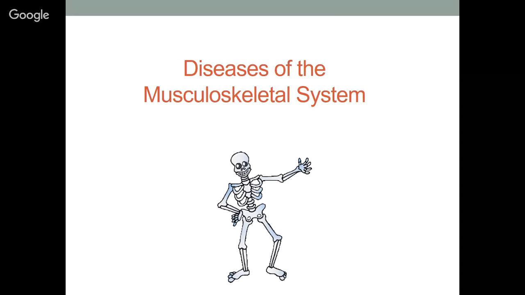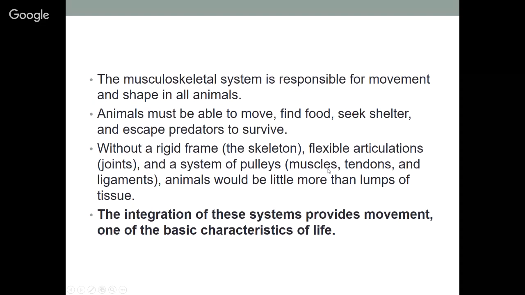Okay, today we're going to talk about diseases of the musculoskeletal system within animals. The musculoskeletal system, as you've already learned, is responsible for movement and shape in all animals. Animals must be able to move, find food, seek shelter, and escape predators to survive. Without your rigid frame, the skeleton, and flexible articulations, the joints, and the systems of pulleys, muscles, tendons, and ligaments, animals would be little more than lumps of tissue. The integration of these systems provides movement, one of the basic characteristics of life.